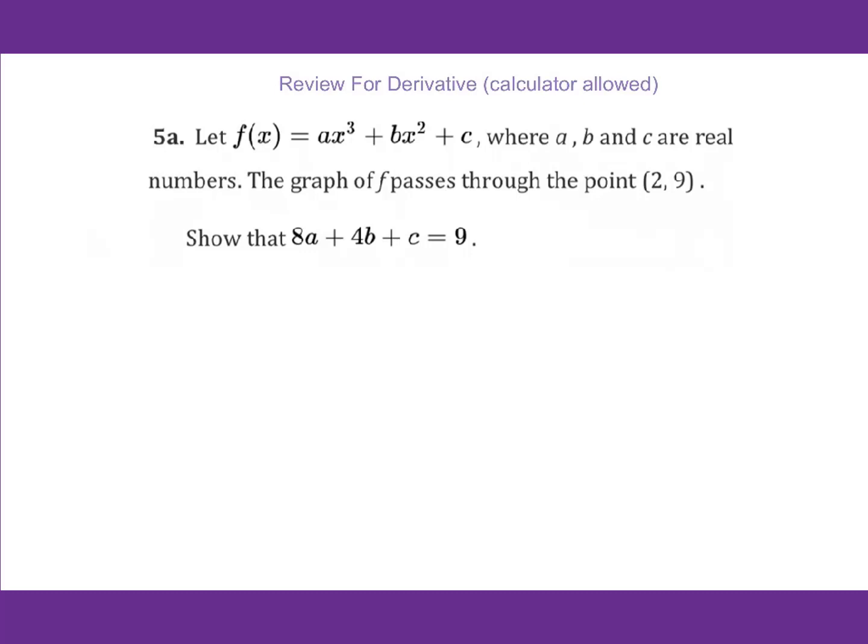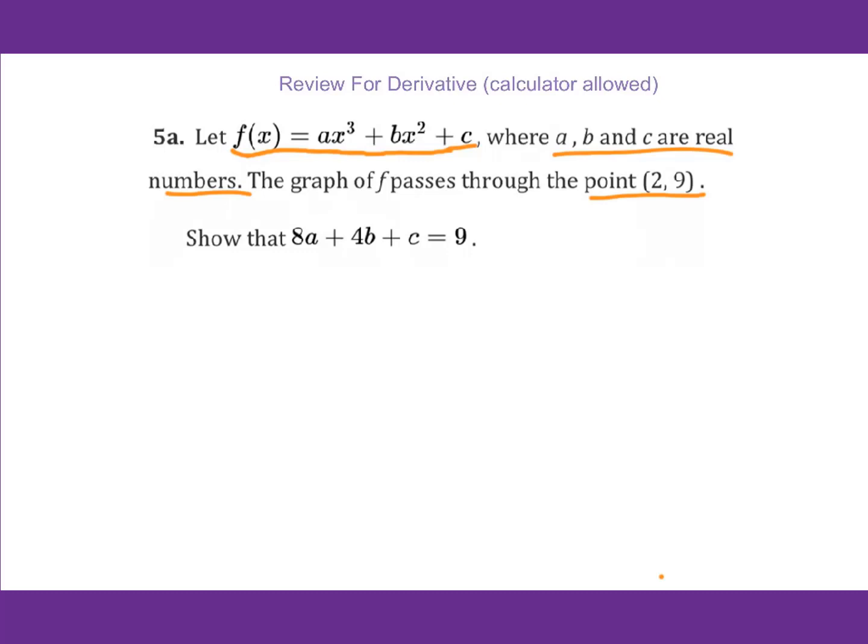This video is about review for derivative 5a. Let f of x equals ax to the third power plus bx squared plus c, where a, b, c are real numbers. The graph of f passed through the point (2, 9). Show that 8a plus 4b plus c equals 9.